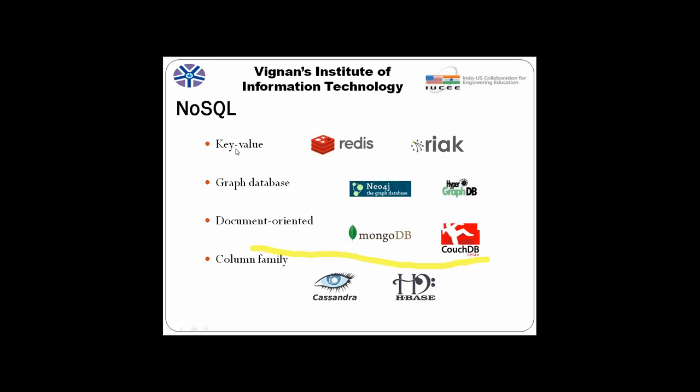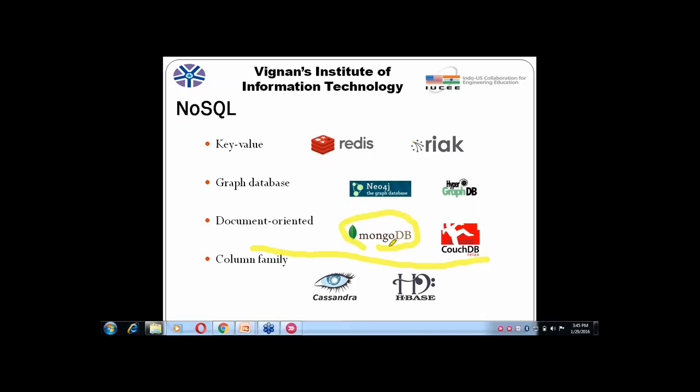So, key value type of databases have these products. For graph databases, we have HyperGraphDB, and of course Neo4j has got more demand. Coming to document-oriented databases, MongoDB has got more demand, and next comes CouchDB. Coming to column-oriented databases, Cassandra and HBase are both in high demand. These are all the highly demanded products: MongoDB, CouchDB, Cassandra and HBase.